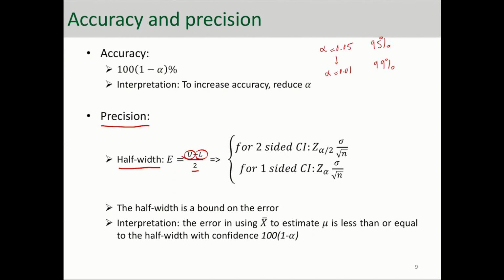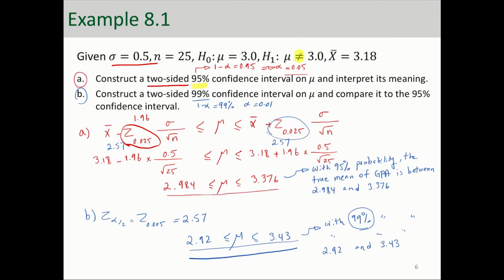To better explain this, I want to go back to a previous example that we had, example 8.1. And here in this example, we constructed two confidence intervals. In part A, we constructed a 95% two-sided confidence interval. In part B, we constructed a 99% confidence interval. And what happened is, basically from part A to part B, we increased the accuracy. Basically, 99% confidence interval is more accurate because it has less or smaller alpha, probability of type 1 error.